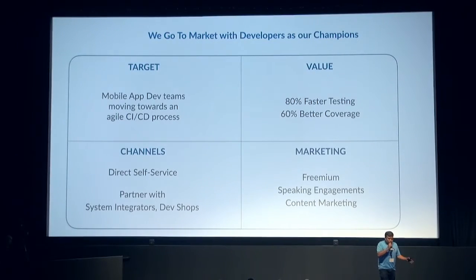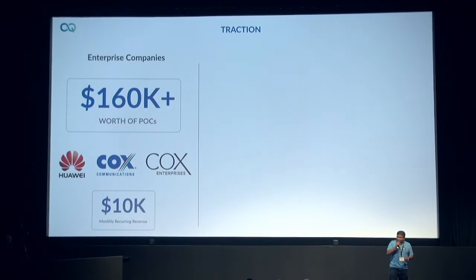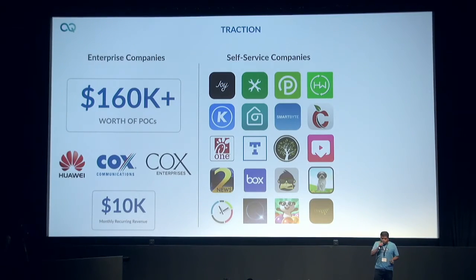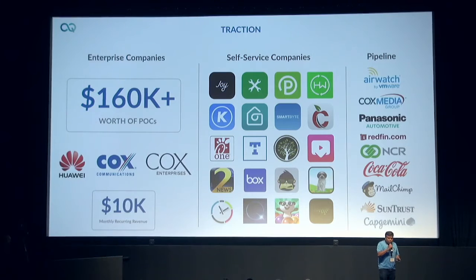Our current marketing strategy is completely organic, and we are reaching these developers through our freemium channels. So, we have 3 enterprise customers who are using us today. And since launching our self-service platform in February, we got over 40 developers to use us. And we have a rich pipeline of enterprise customers who are waiting to be onboarded onto Moquality.